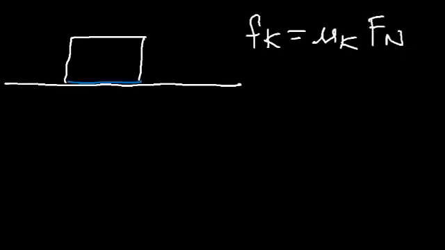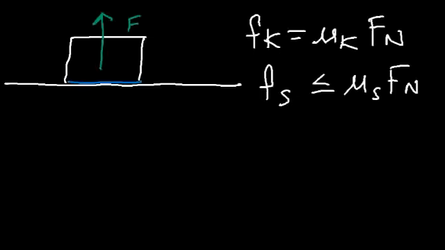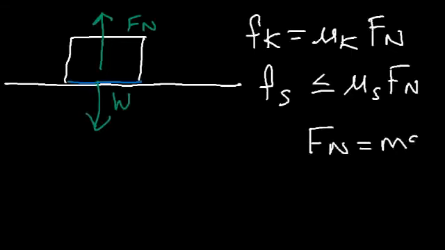To calculate kinetic friction, it's equal to the coefficient of kinetic friction, mu k, times the normal force. The static friction is less than or equal to mu s, the coefficient of static friction, times the normal force. And keep in mind, for a flat horizontal surface, the normal force is equal to the weight force. So we could say that the normal force is equal to mg.